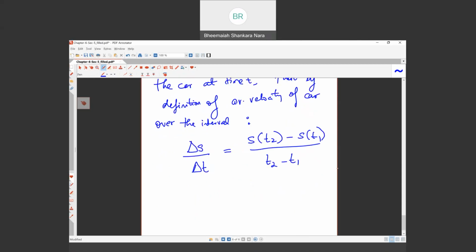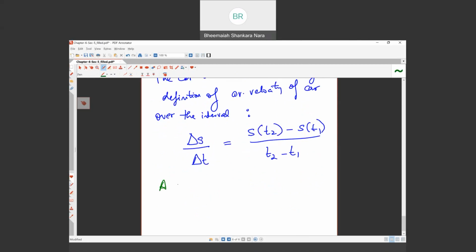Now we write the average value of the velocity function. The average value of the velocity function on the interval t sub 1, t sub 2 is given by v average equals 1 divided by t sub 2 minus t sub 1 times the integral from t sub 1 to t sub 2 of the function you want to integrate, the velocity function, dt.